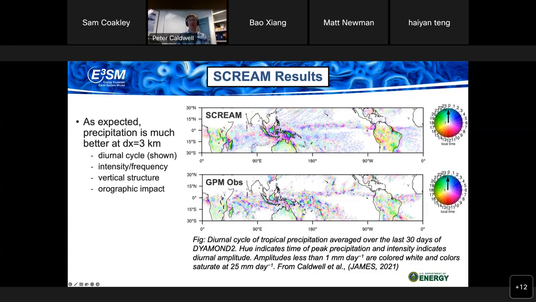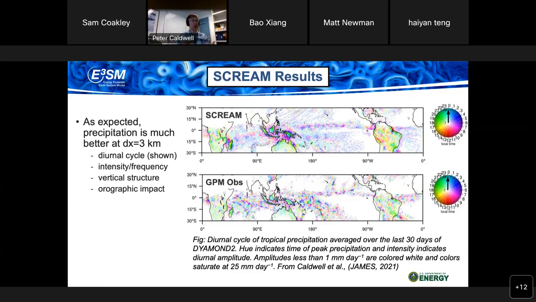So I'm showing that in terms of just looking over the tropics. Different colors are different times of day for peak precipitation. And the intensity of the color is how strong the diurnal cycle is. And so you see that we have basically the same colors between GPM observations and the SCREAM model pretty much everywhere. I think we have issues with the tropical West Pacific, which show up in terms of having too much intensity. Yeah, that'll show up again elsewhere.